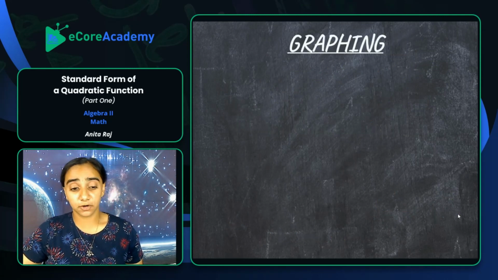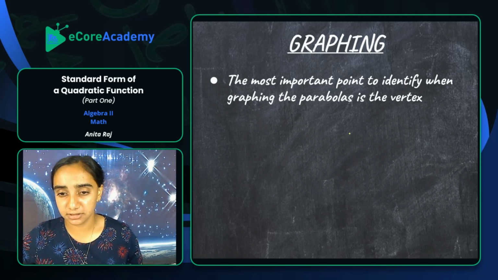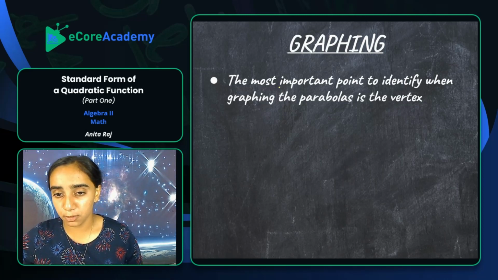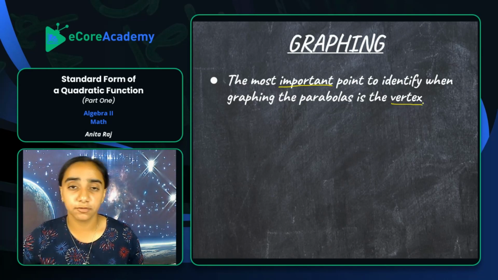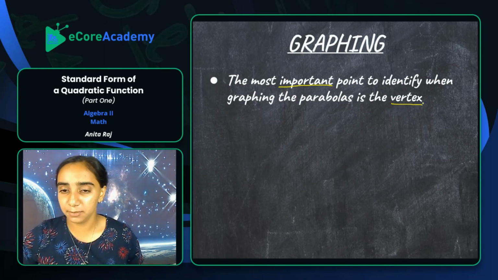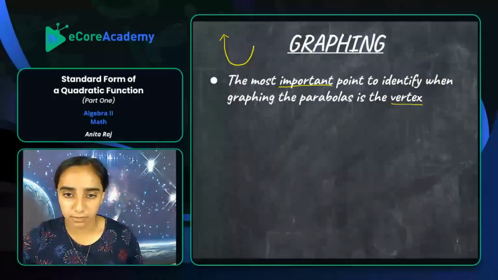Next, let's look at some graphing properties. How do we graph with standard form as opposed to vertex form, which, like I told you before, is a little bit easier to graph with? The most important point to identify when graphing the parabola is the vertex. Let me just underline some key points. If you remember, the vertex is the middle point of a parabola. Let me just draw a parabola up here if you don't remember.